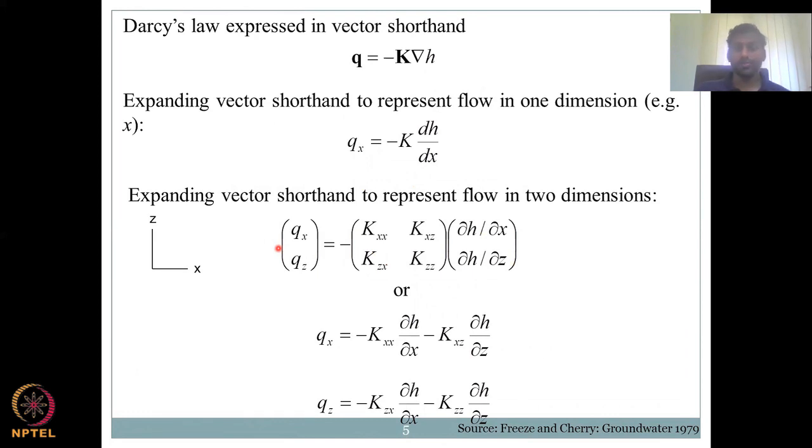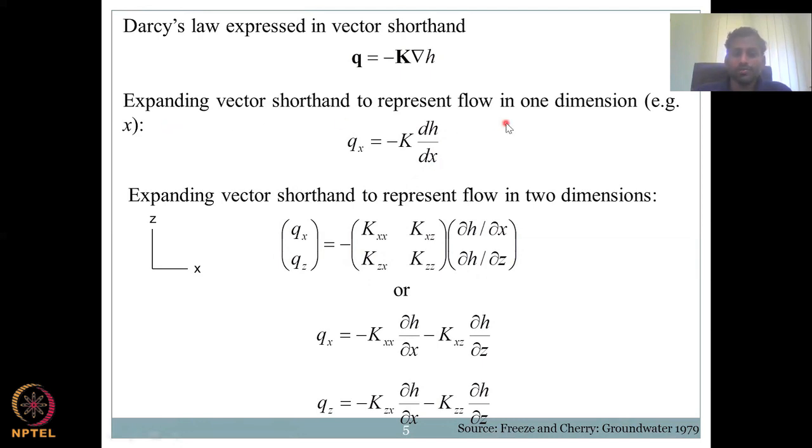Darcy's law expressed in vector shorthand can be q equals minus K del h, where q is your groundwater velocity, K is hydraulic conductivity, and del h is the gradient of h, the hydraulic gradient, as I explained in the previous class, which is a function of the difference in head between the two wells.